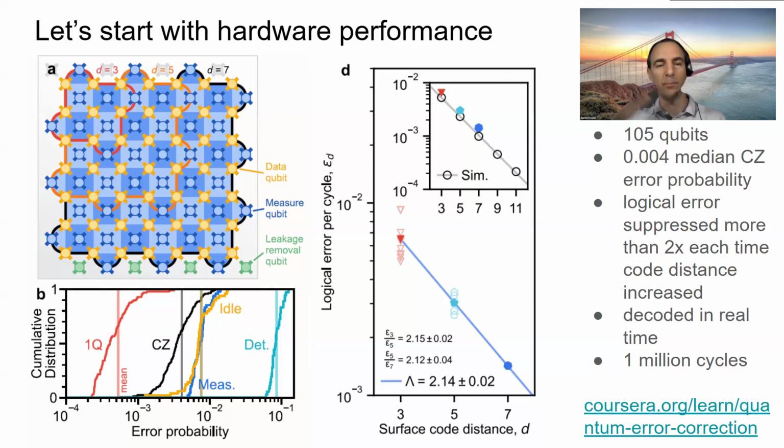So this was run for 1 million rounds, stable error rates, real-time decoding, robust, more than a factor of 2 suppression of error every time you increase the code. There's no more doubt as to whether nature permits quantum computing. It does. However, this is just memory, and we want to do more than memory. We want to do computation.